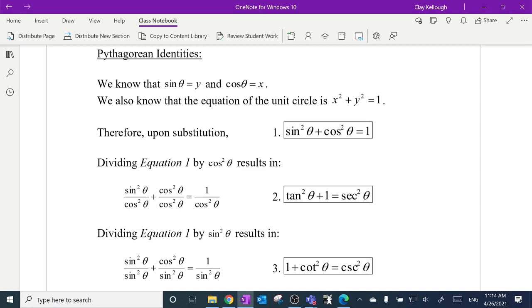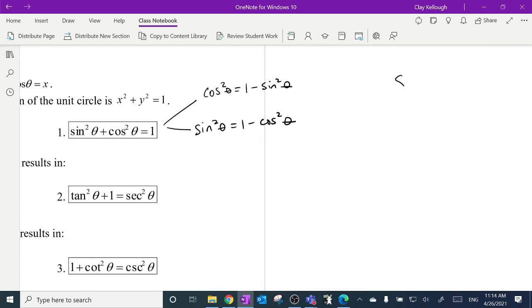And we can rewrite it in a couple other ways. We can say that cos squared theta is 1 minus sine squared theta, just basically rearranging that equation. Or we could say that sine squared theta is 1 minus cos squared theta. And just as a quick reminder, when I write it like that, sine squared, that's like saying sine of theta all squared. Okay?